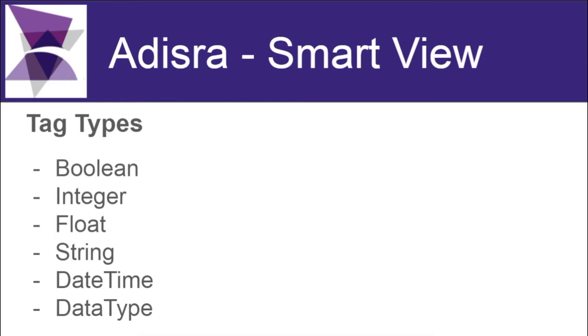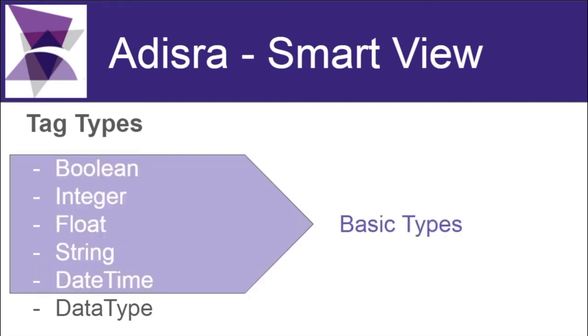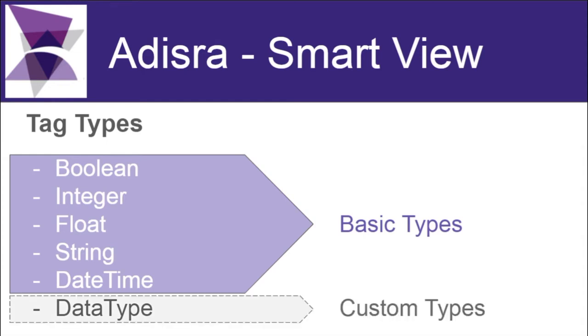Tags can have different types. It could be a Boolean, it could be an integer, a float, a string, a DateTime, or maybe a data type. In this video, the focus will be on the basic types. For custom types, like the data type, you can check the specific video. With this brief information, we can take a look now at the SmartView and how we can create tags. Let's go.